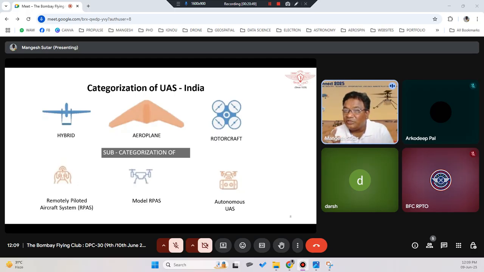So that's what you saw on the first slide when I started the introduction. There was something written as small. Now you understand that small means you are going to get certified for the small class drone, which is in the range of 2 kg to 25 kg. You are going to get certified for the rotorcraft category.